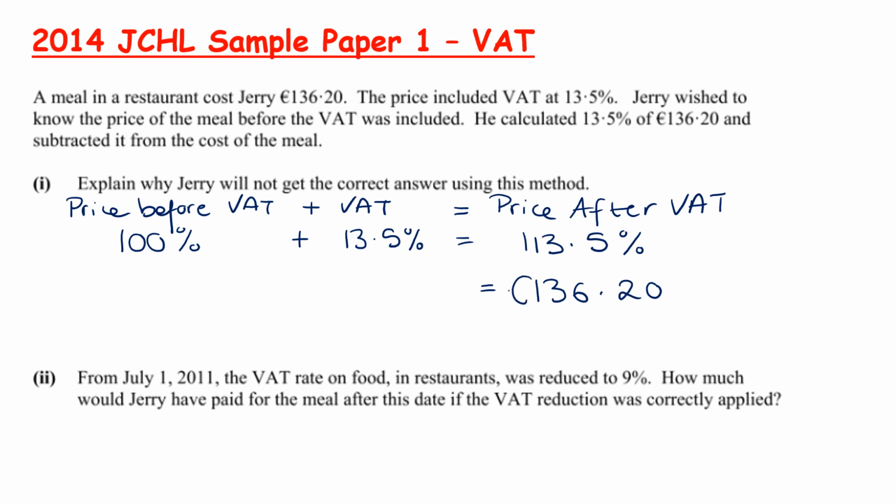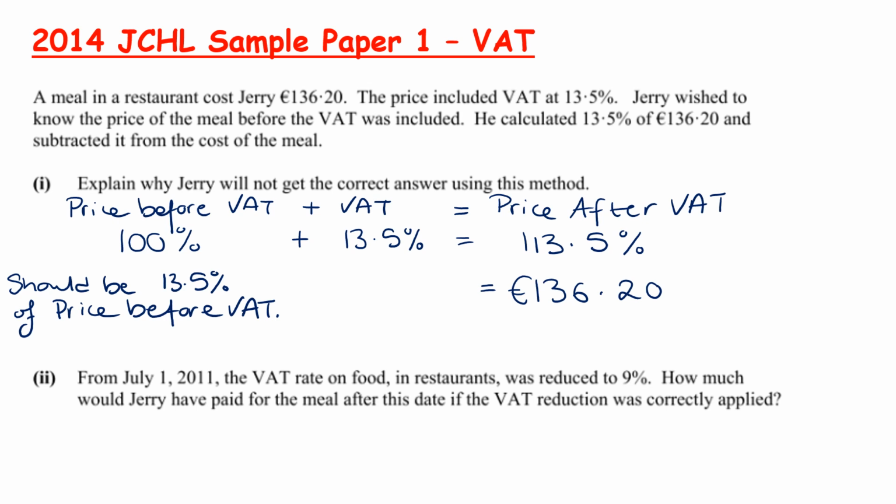So the problem is this €136.20 is worth 113.5%. So getting 13.5% of that is incorrect because it should be 13.5% of the price before VAT. This is just to see, do you understand what's going on with this?